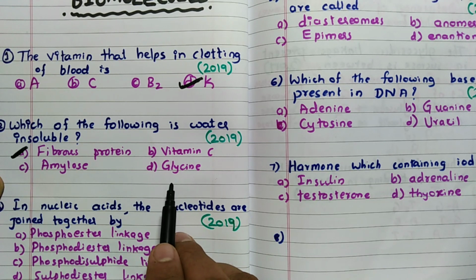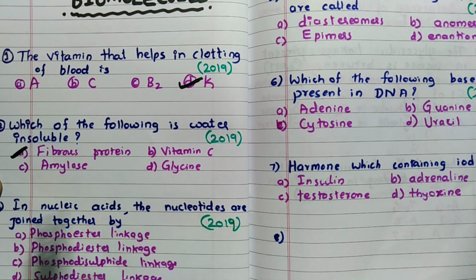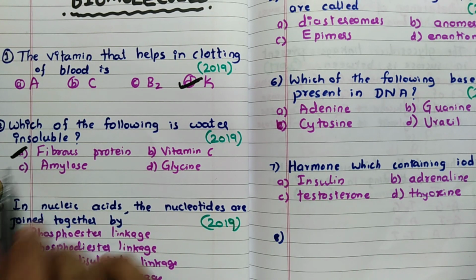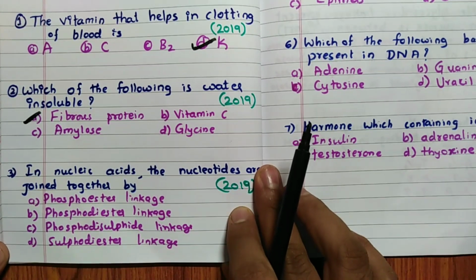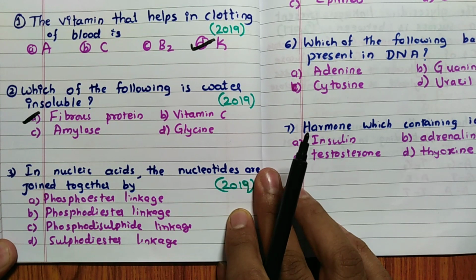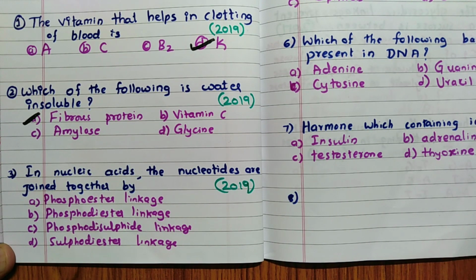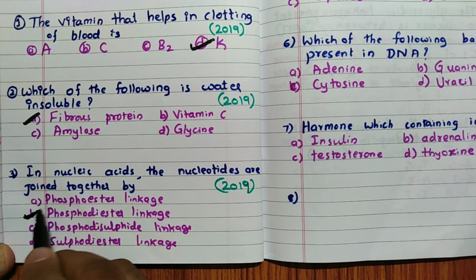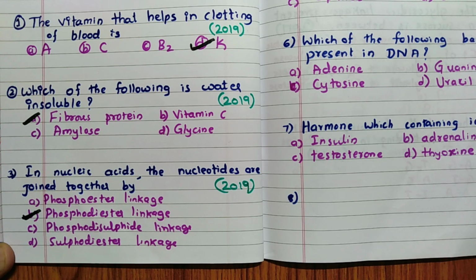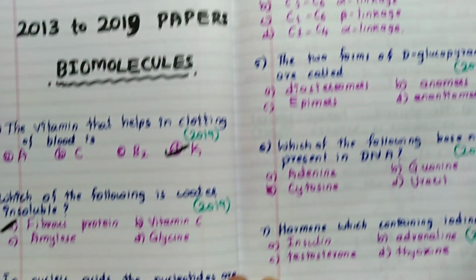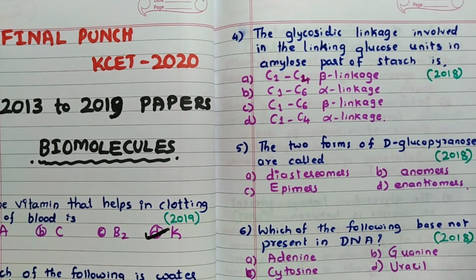If they have given this option, then definitely glycine is also water soluble. Hence fibrous protein is water insoluble. Remember that. Then third question: in nucleic acid, the nucleotides are joined together by. Remember, they are joined together by the very famous, very simple phosphodiester linkage. Remember, B is the answer. Phosphodiester linkage.